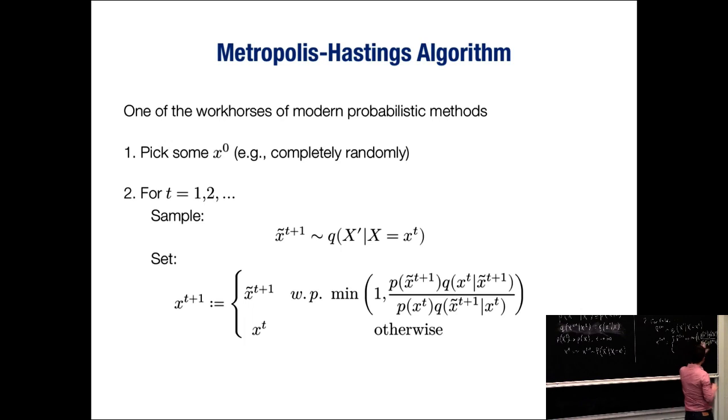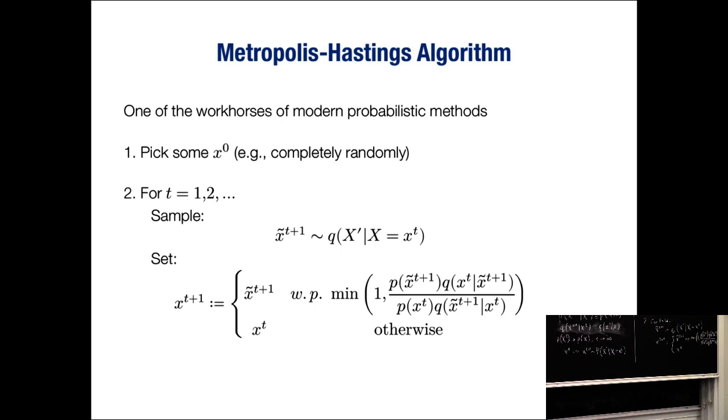What I mean by with probability of that is I sample a uniform 0, 1 random variable. If it's less than this quantity, I assign it to be that. If it's greater than it, I assign it to be just the previous value xt. And this is the Metropolis-Hastings algorithm. You repeat this process, and you eventually get a random sample generated from the distribution you care about.